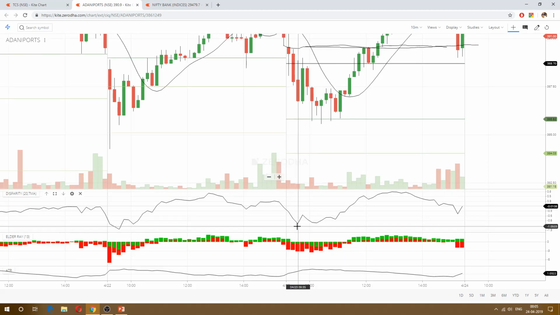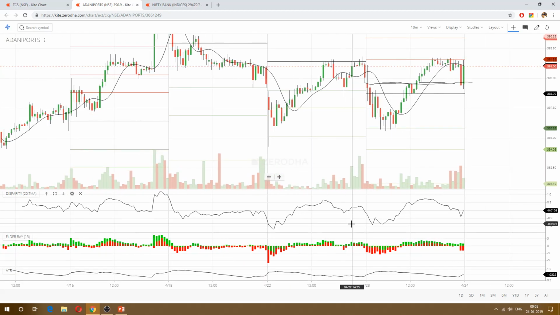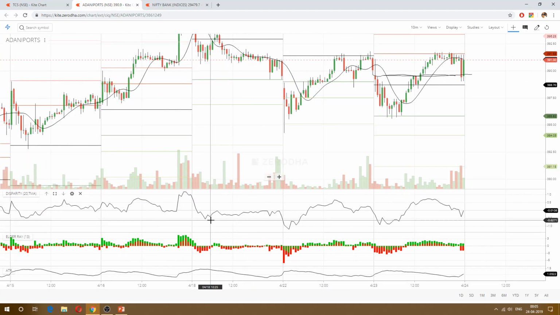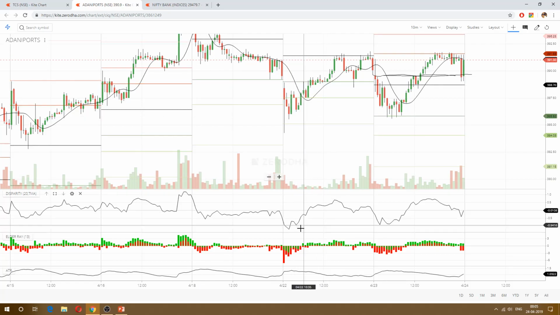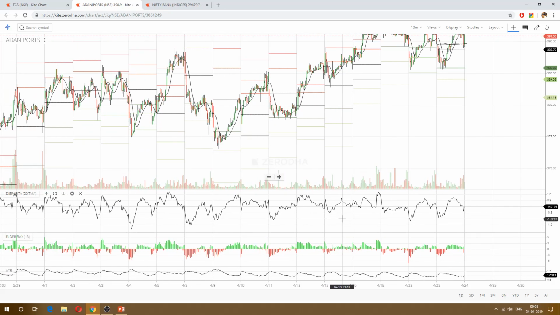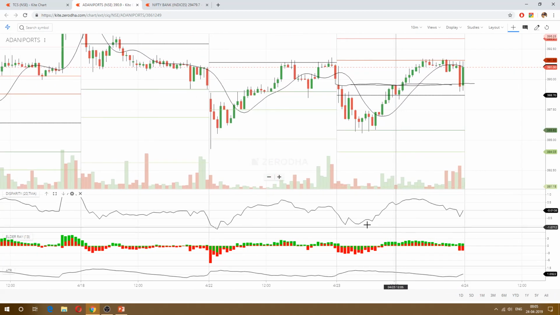Now I chose Adani Ports because I wanted to show you something. See here, previously Adani Ports reversed at around this area, right? The next day it reversed around this area. So you will be confused, which one should we treat? In that case, just zoom out and see where it generally reverses from. Now you can see that it reverses around this area, which is around -1 or somewhere around this area, right?